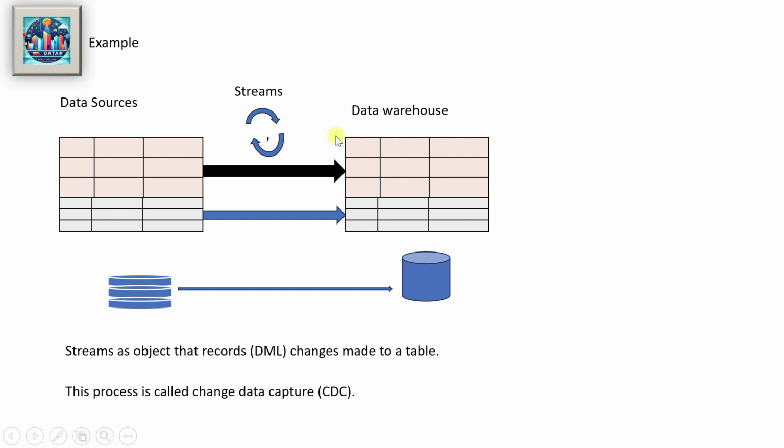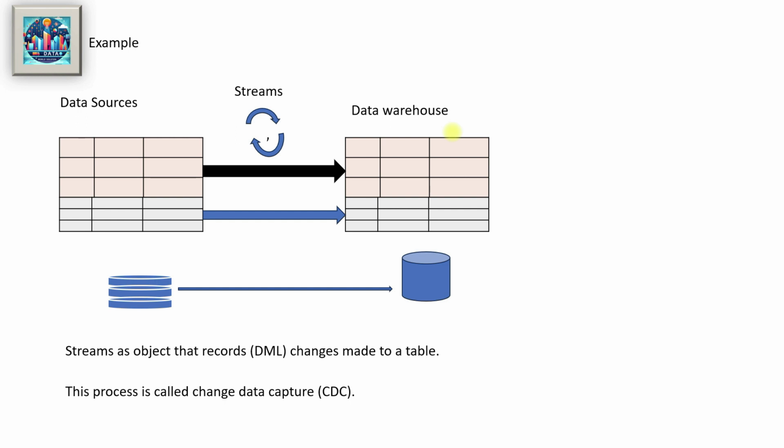Then also append them here to this table. Or maybe some rows were deleted or some rows were updated. Therefore we want to capture what has changed in our source table and then also make the changes here in the target table. For example, this one is the target table in our data warehouse. So this is the usage of stream.